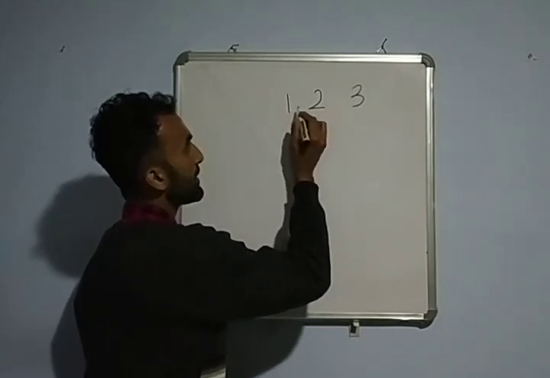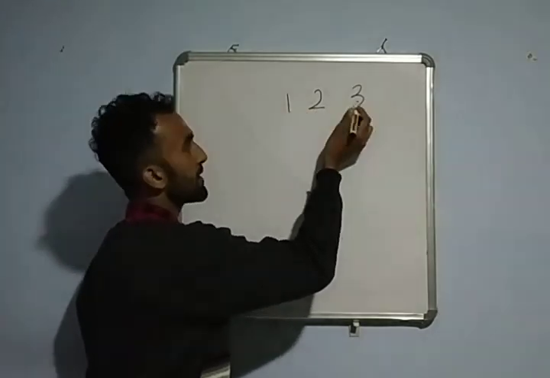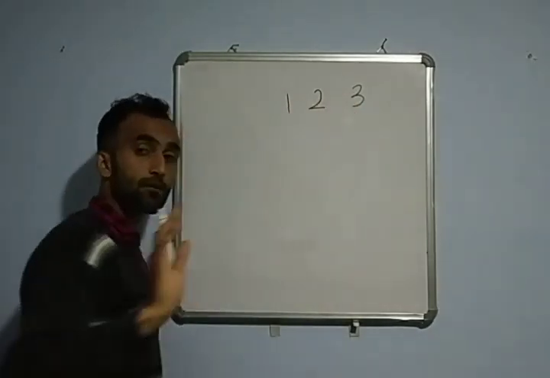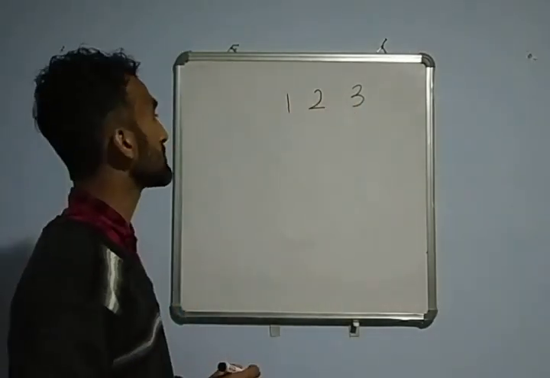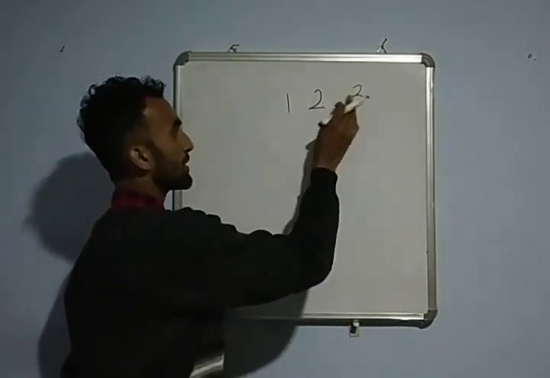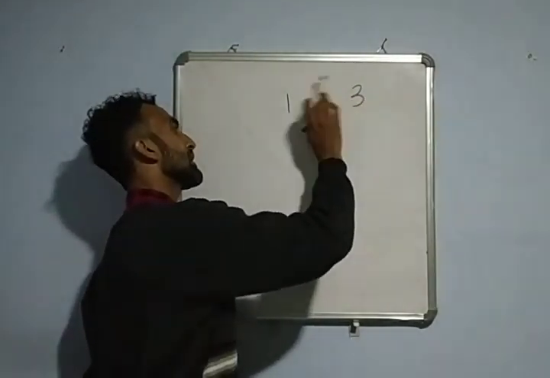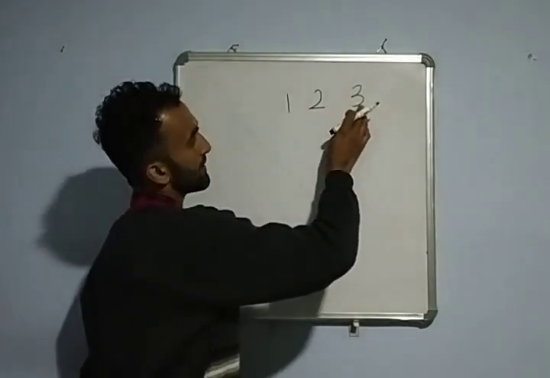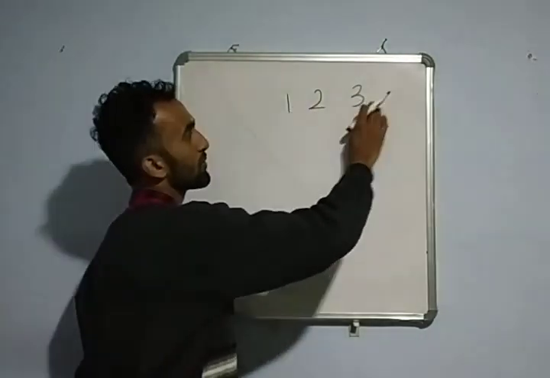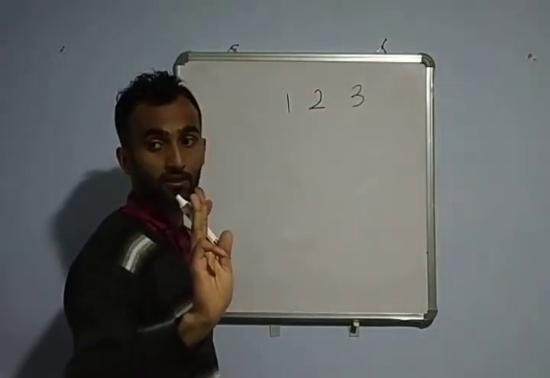Remember, after 1, 2; after 2, 3; after 3, 1. Just remember, this is a shortcut trick, a very easy trick. 1, 2, 3. After 3, 1, 2, 3 again. After 3 again 1. Don't go beyond because there are just 3 coordinates only.